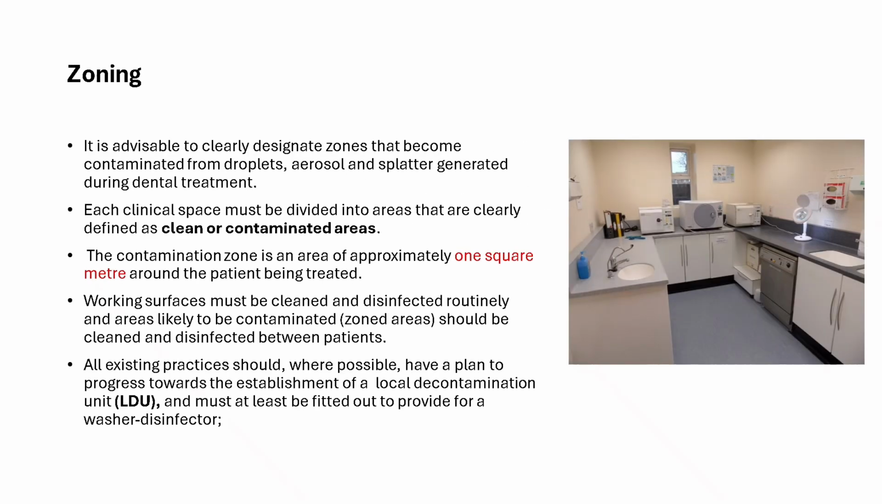So we'll just go over zoning and environmental cleaning. The clinic should be divided into clean and contaminated areas. The area around the patient, around 1 square meter, should be considered contaminated, and so this should be cleaned between each patient. The area outside of the contaminated area should be cleaned frequently with the appropriate disinfectant.